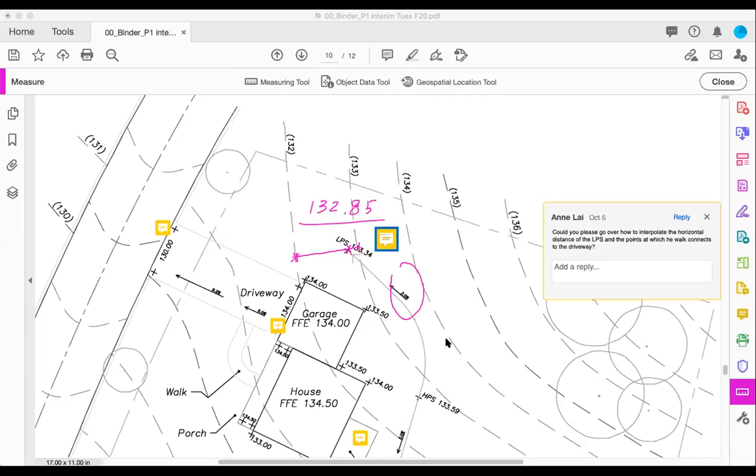Mm-hmm. Yeah, I want to just quickly check everything else because we still have a few minutes.